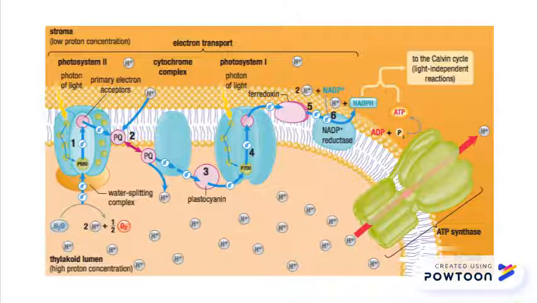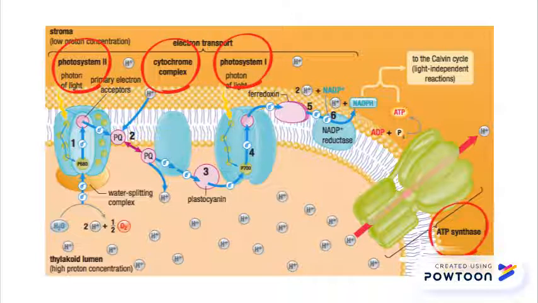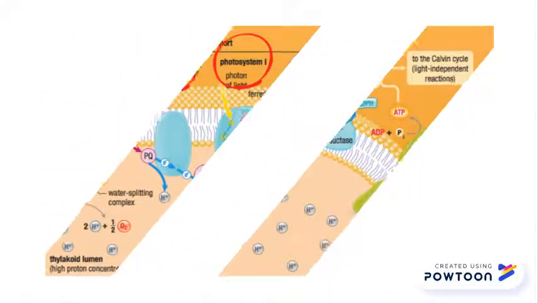This model of the eukaryotic thylakoid membrane illustrates ATP synthesis by chromosomes. The four major protein complexes shown in the illustration include photosystem 2, the cytochrome complex, photosystem 1, and ATP synthase. The blue arrows indicate the pathway the electron takes.